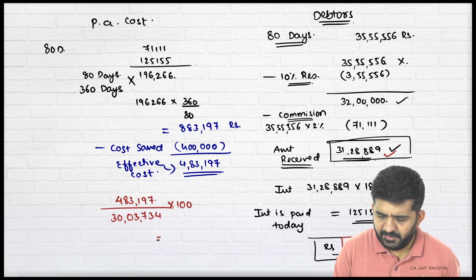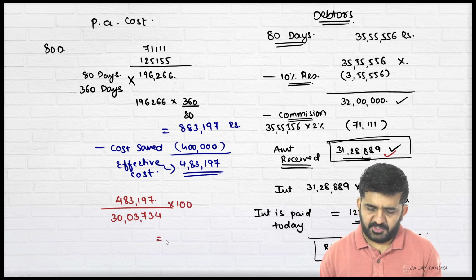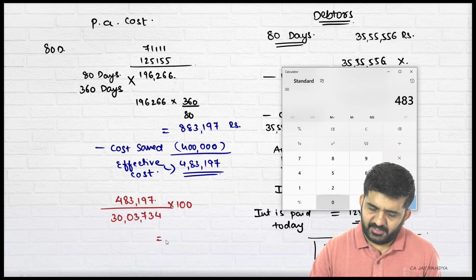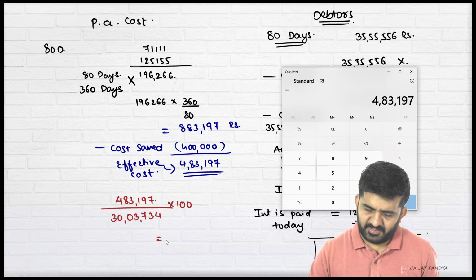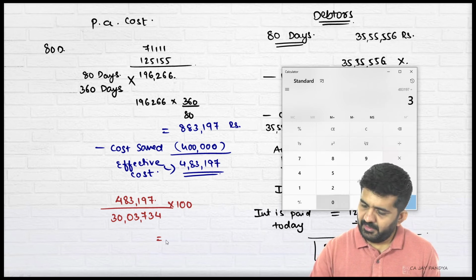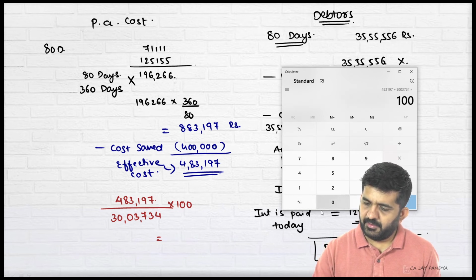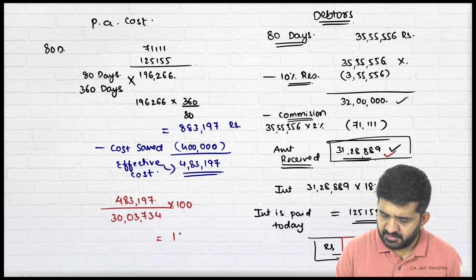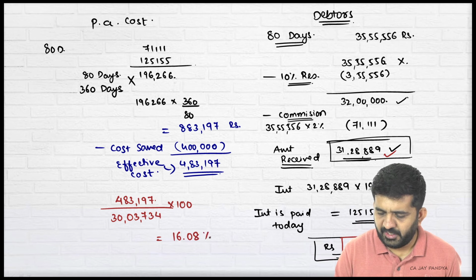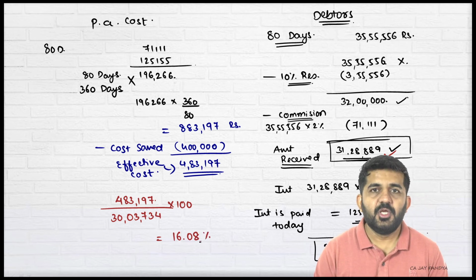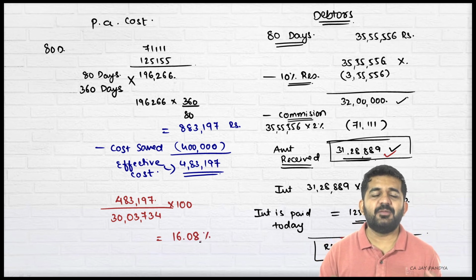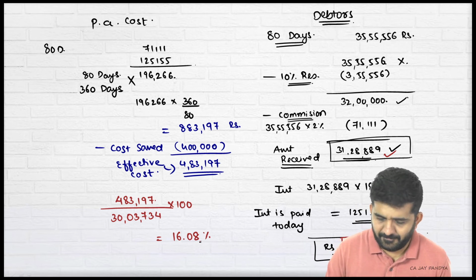Multiplied by 100 will be nothing but the answer in percentage. 4,83,197 divided by 30,03,734 multiplied by 100 is nothing but 16.08%. Before you ask me any question, let me ask you this particular thing.